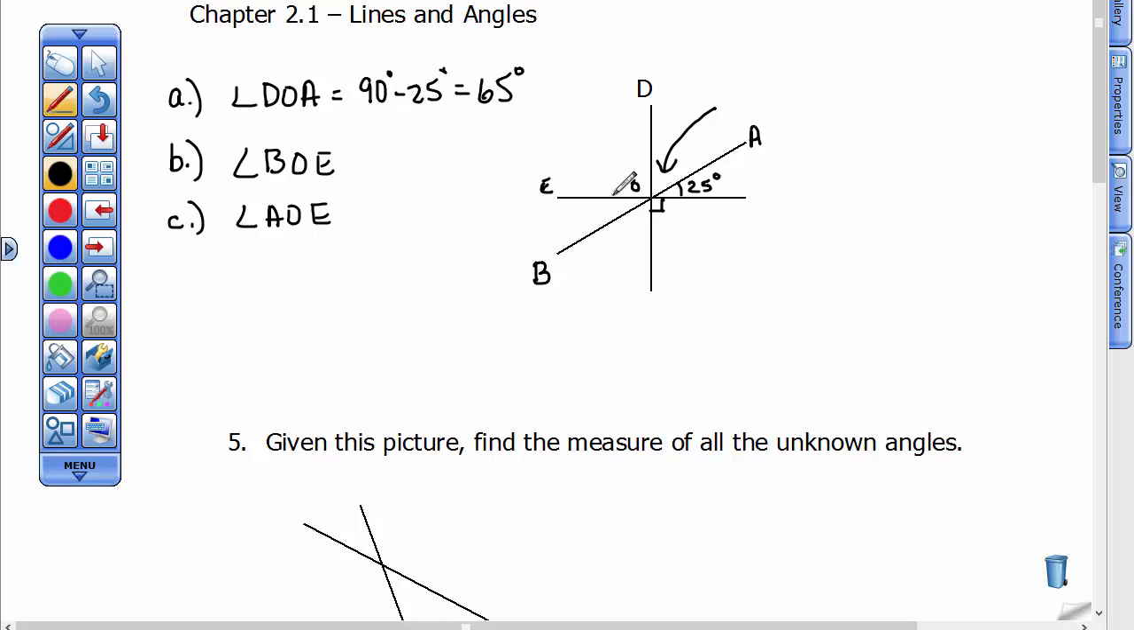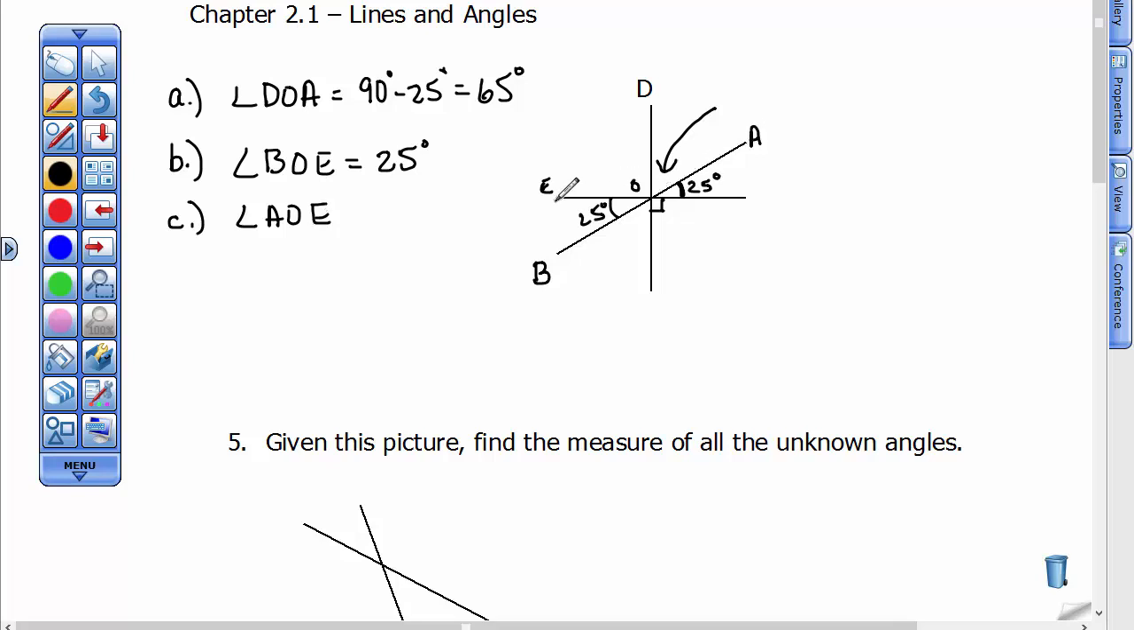Okay, BOE. BOE is right here, and you see this 25 degrees over here? That's a vertical angle, and vertical angles are equal to one another, and they're formed by two straight lines that intersect one another, and they are on opposite sides of that crossing point. So angle BOE is a 25 degree angle. AOE.